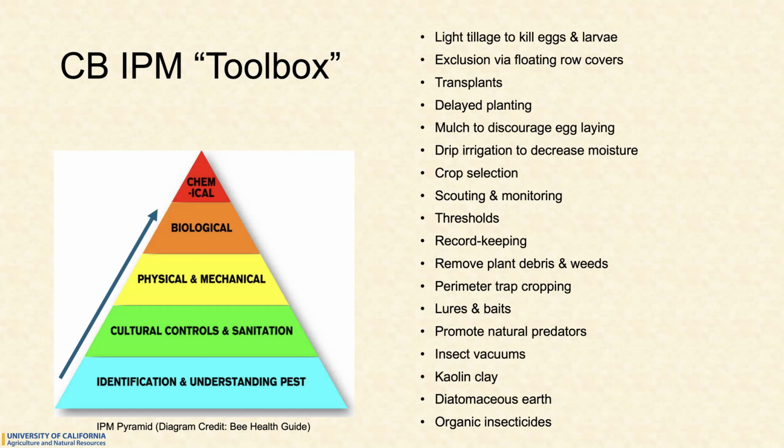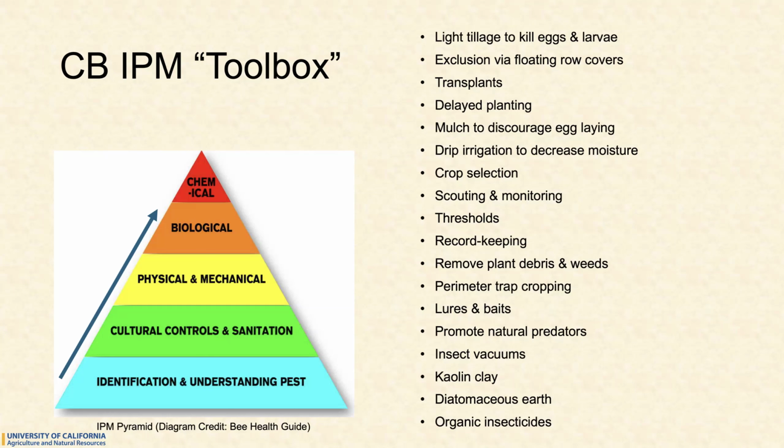You can use transplants to give your crops a bit of a head start. You can also delay planting. So if you know or if you think that cucumber beetle populations are going to spike, you can wait until after that spike kind of passes to plant. Mulch can help discourage egg laying. Drip irrigation can help reduce humidity or moisture. Crop selection can help, thinking through which crops are most susceptible or maybe a little more tolerant.